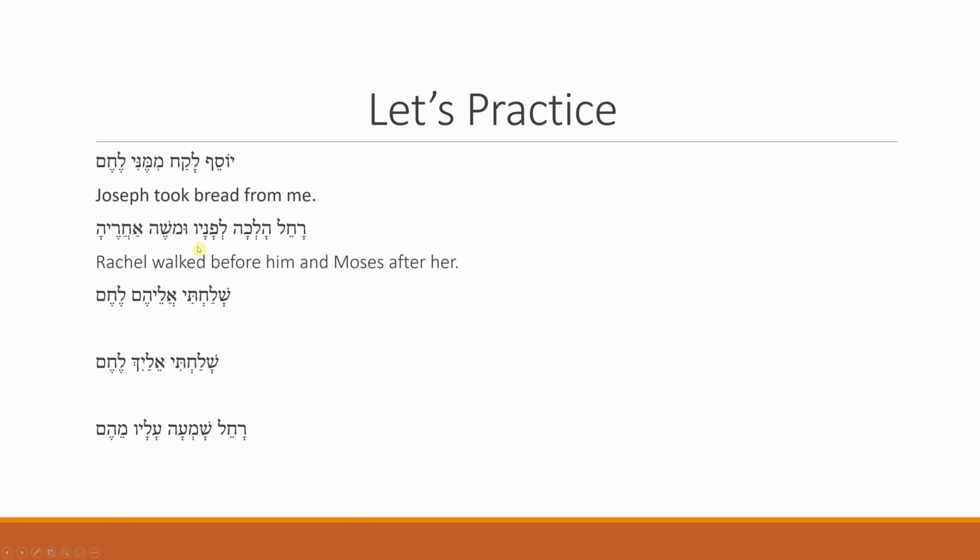Lefanav, this is lifnei, the preposition lifnei, plus the third masculine singular vav. So before him or in front of him, u'Moshe, and Moses, acharecha, after her. Now, acharecha is the preposition for after plus the third feminine singular ha. Okay? There are a couple prepositions in here that are a little bit difficult to recognize, especially the lefanav and the achareha. Those are a little bit challenging to recognize.